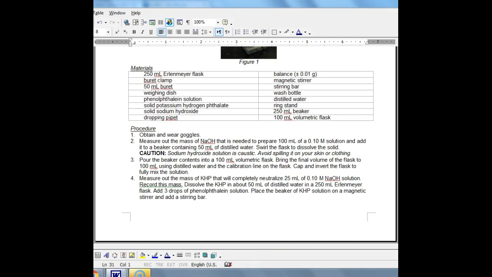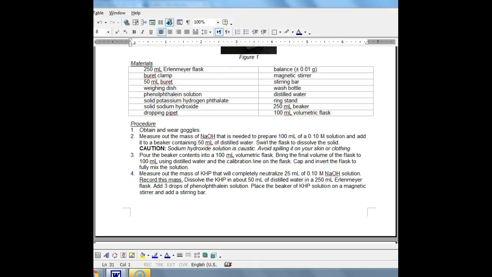As a reminder, I did do steps 2 and 3 for you prior to the lab. I went ahead and prepared the NaOH solution with a volumetric flask. I'll remind you of what a volumetric flask is towards the end of the lab, but that was prepared for you. So basically you started with step 4, where you measured out a certain amount of KHP.